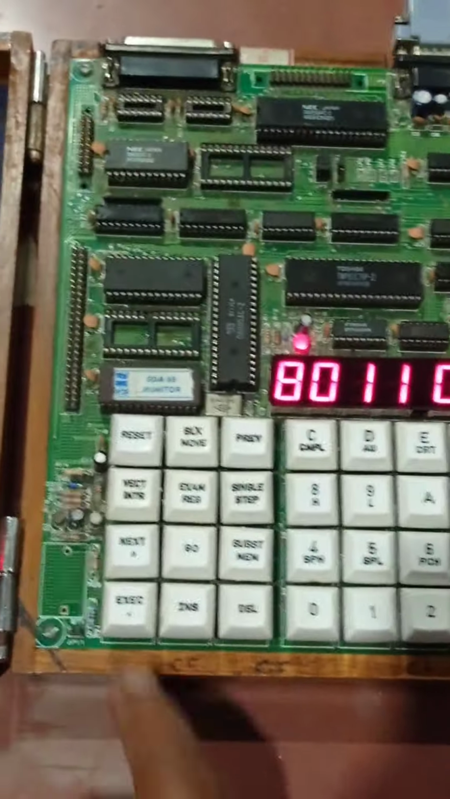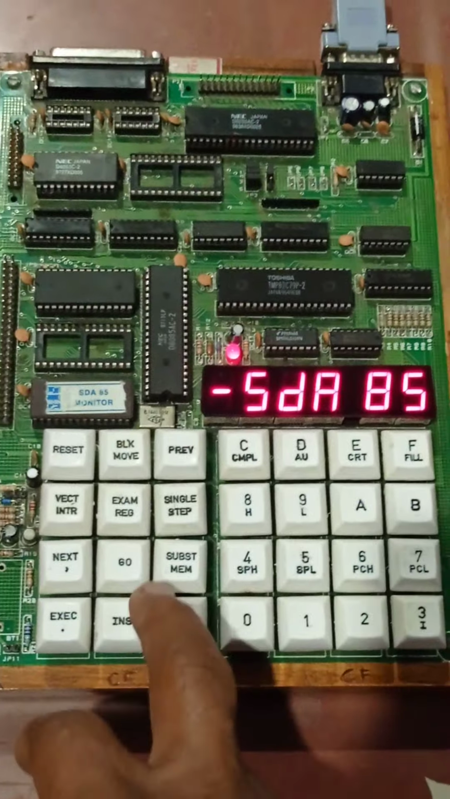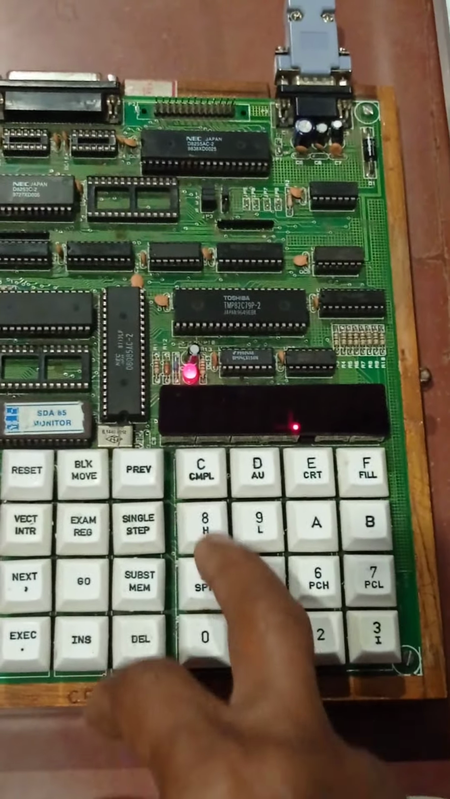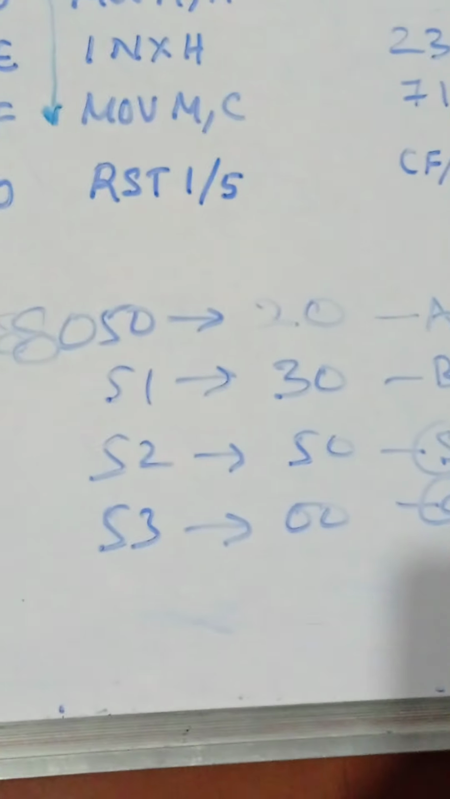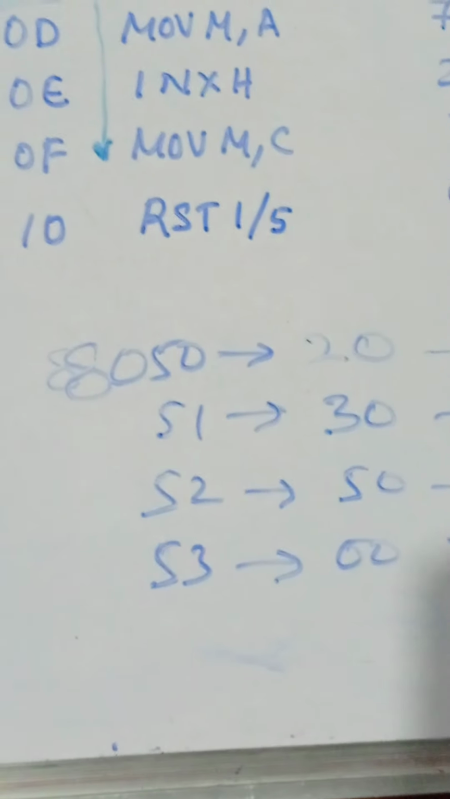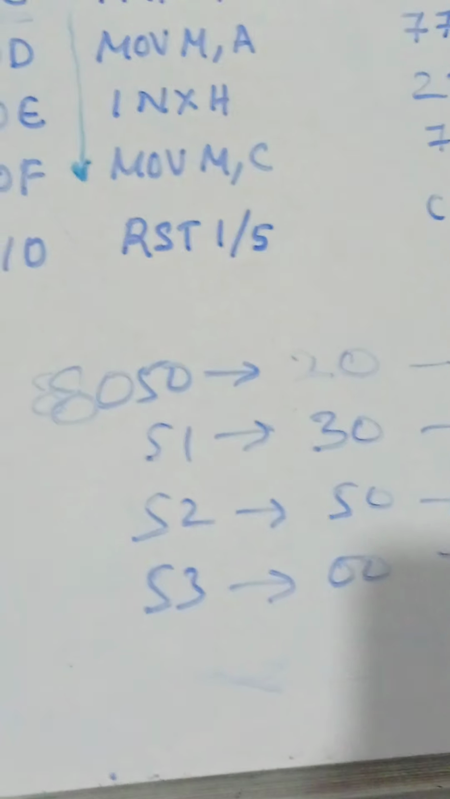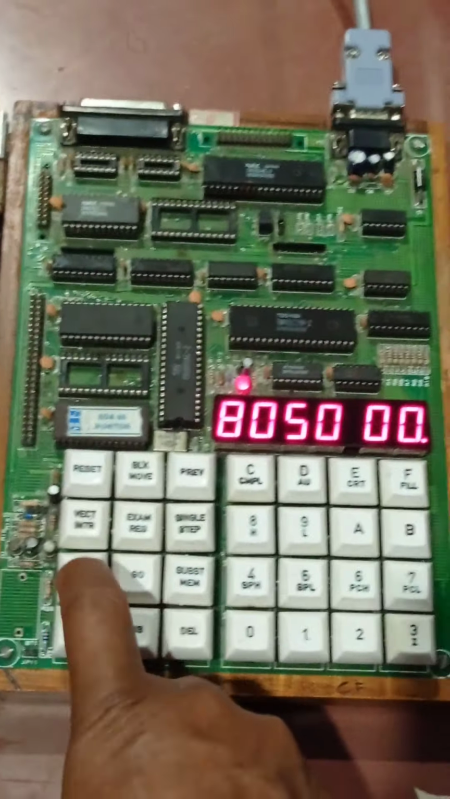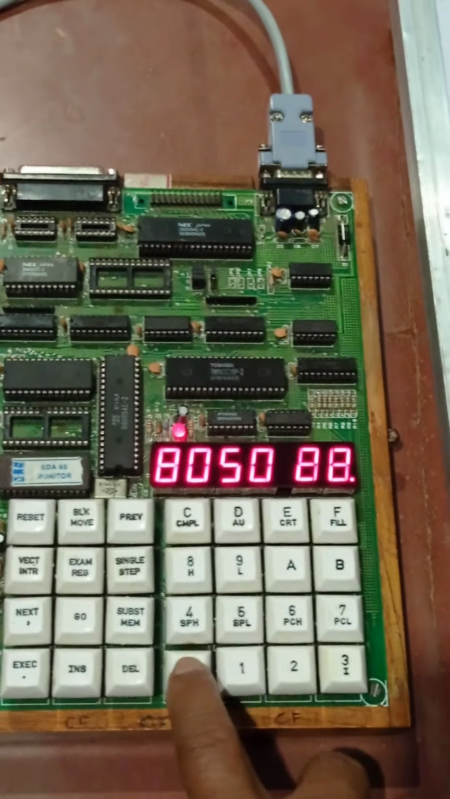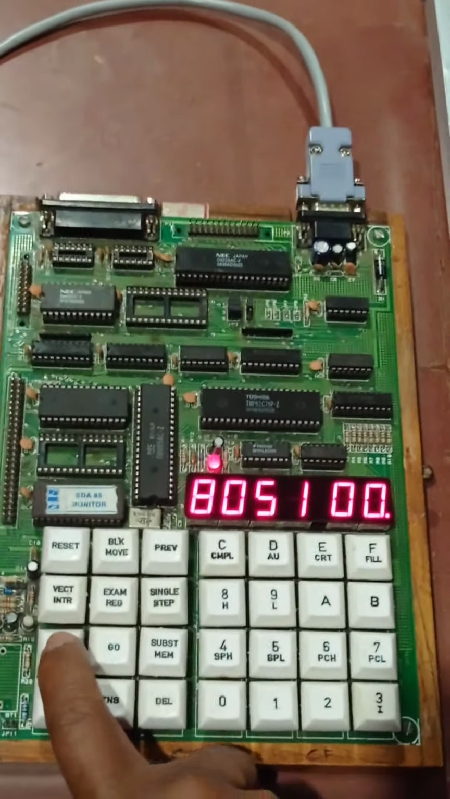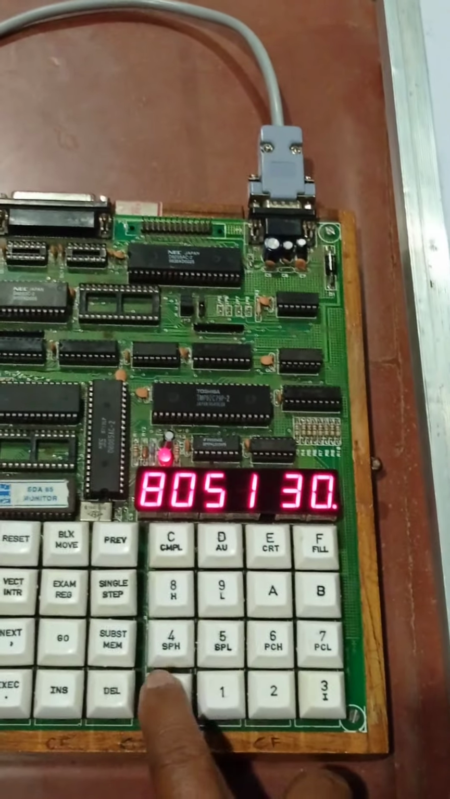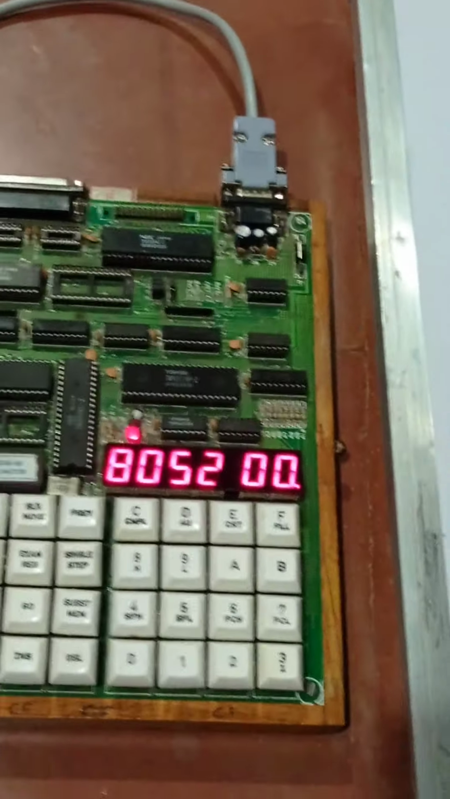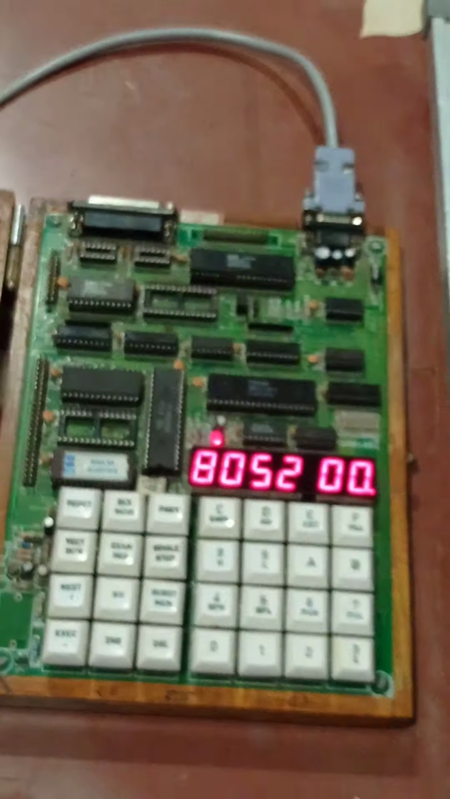To enter the data, again reset, substitute memory 8050, because we need to enter the data at locations 8050 and 8051. Therefore 8050 we have given. Next, the data is to be entered. 20 is the data that we have entered. Next location, 30 is the data that we want to enter. So we have entered the data and we have entered the program.